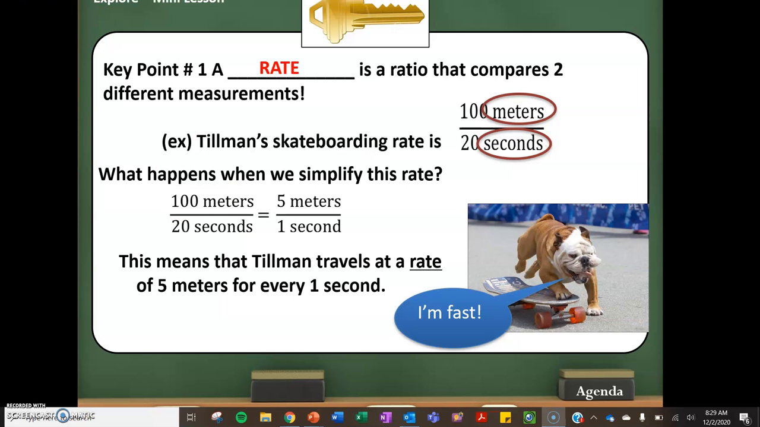A quick review on a key point we should already remember. A rate is a ratio that compares two different measurements. For example, this dog here, his name is Tillman. He's the Guinness Book World Record holder for the world's fastest skateboarding dog, and he can skateboard a rate of 100 meters in 20 seconds. We know we can also simplify our rates, like when we take 100 meters by 20 seconds and simplify it to 5 meters in 1 second.